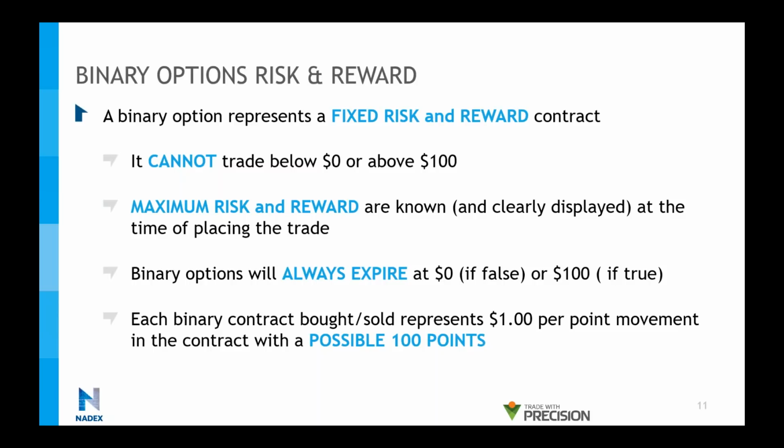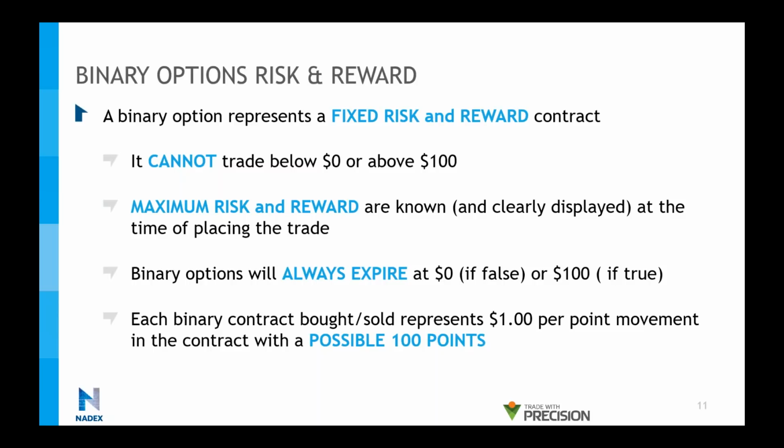Those binary options will always expire at 0 or at 100. If the underlying market is trading above the strike price, it will settle for 100. If it's trading below or at the strike price, it will settle at 0. And on this term, if it's trading at, there's actually an algorithm that calculates and determines where the underlying market is trading at expiry.